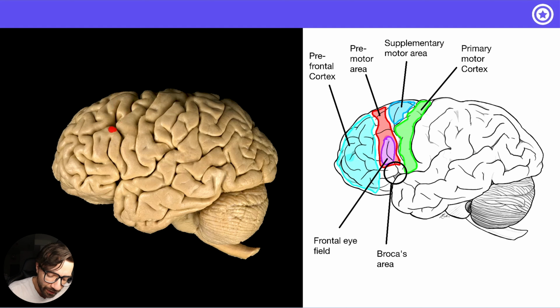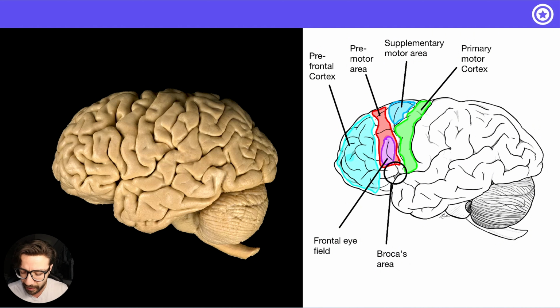Just underneath that, we're going to have a little small area right here. This is going to be that frontal eye field. And the frontal eye field is actually within a larger area known as the premotor area. So that premotor area is going to expand around here. And then on the most anterior aspect of the frontal lobe, this is where we're going to have our prefrontal cortex, as you can see right here. And that prefrontal cortex is going to be involved in the more executive functioning, higher thinking.